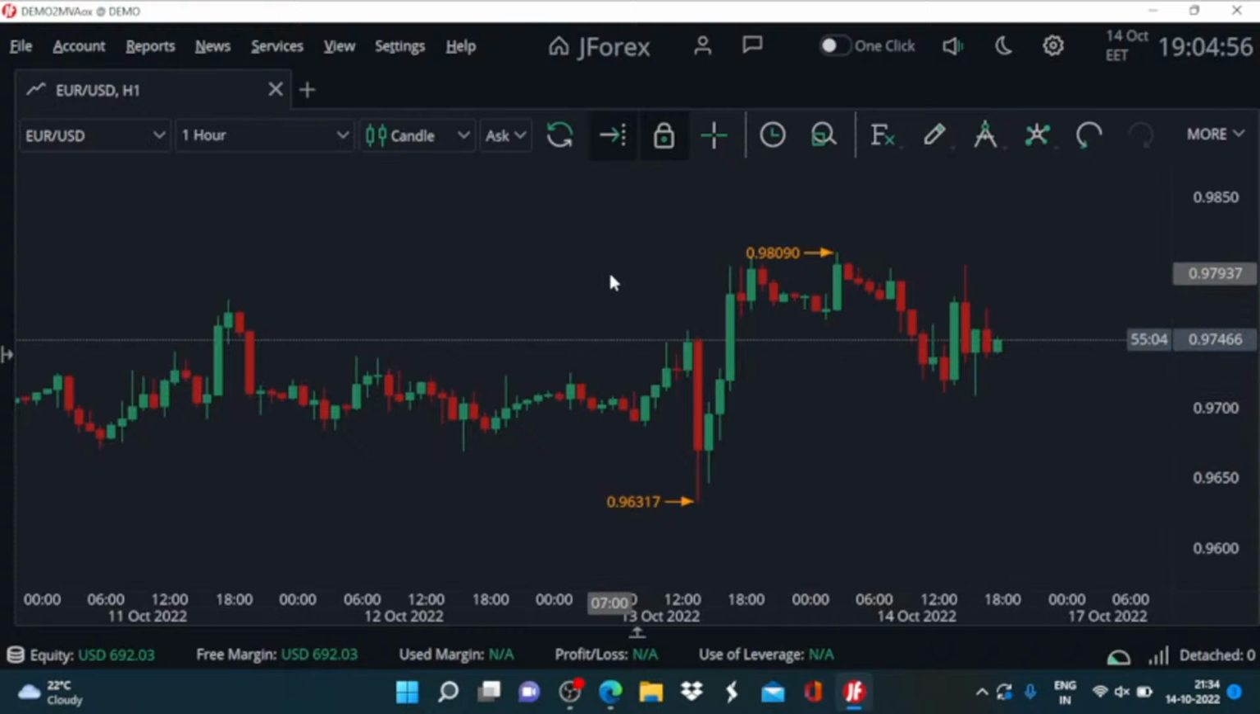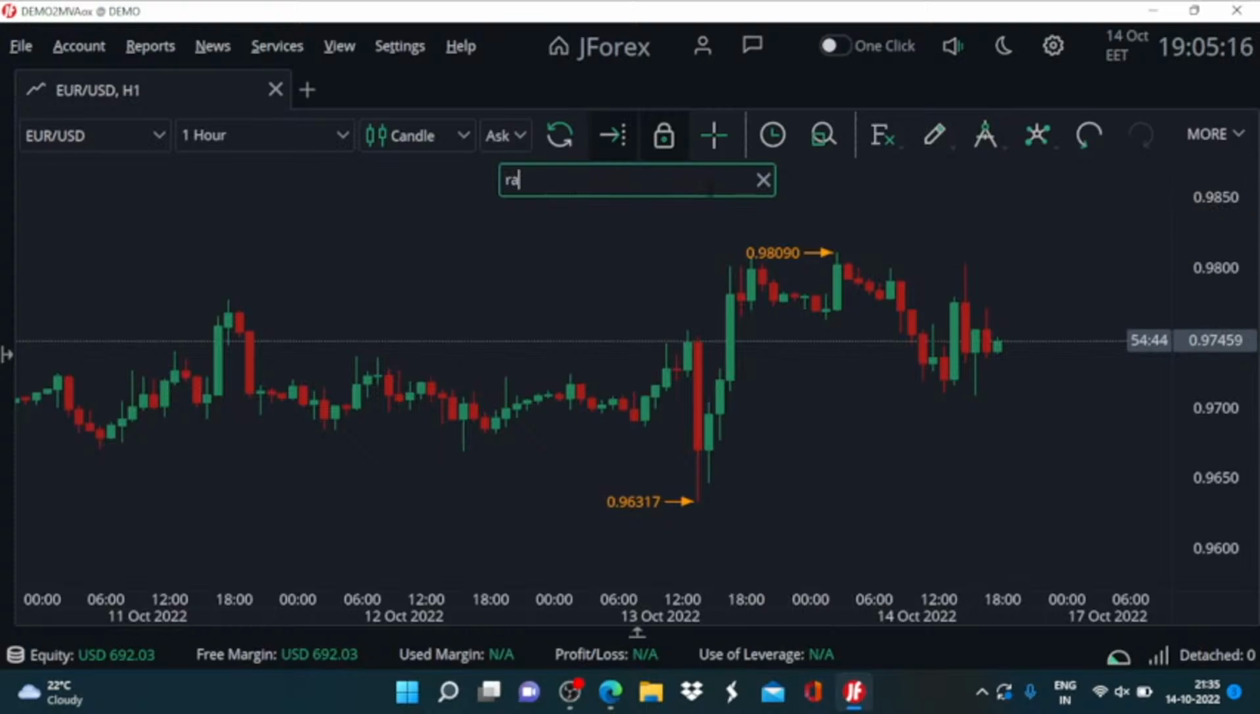This is the EUR/USD chart drawn on the hourly time frame. I will add the indicator here. For that, we can go for these two options. If you press F3, you get this add indicator option. If you go for F4, you get this quick search. So all you have to do is type in the name of the indicator, which is rate of change.